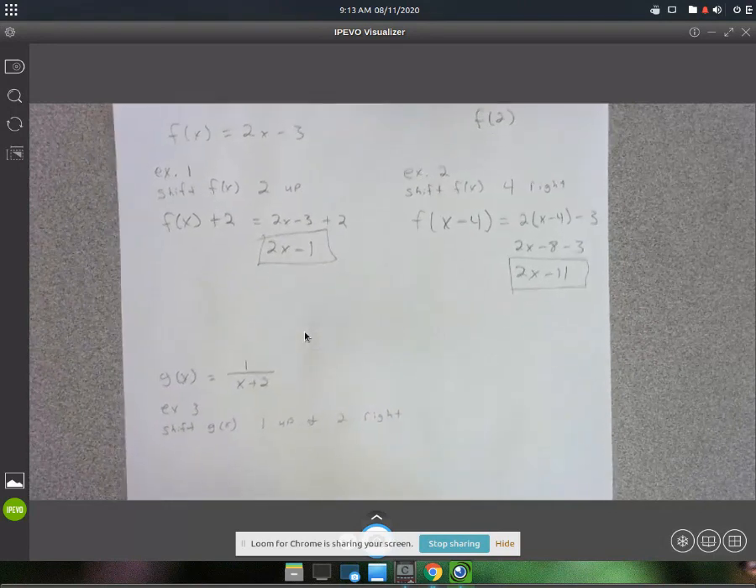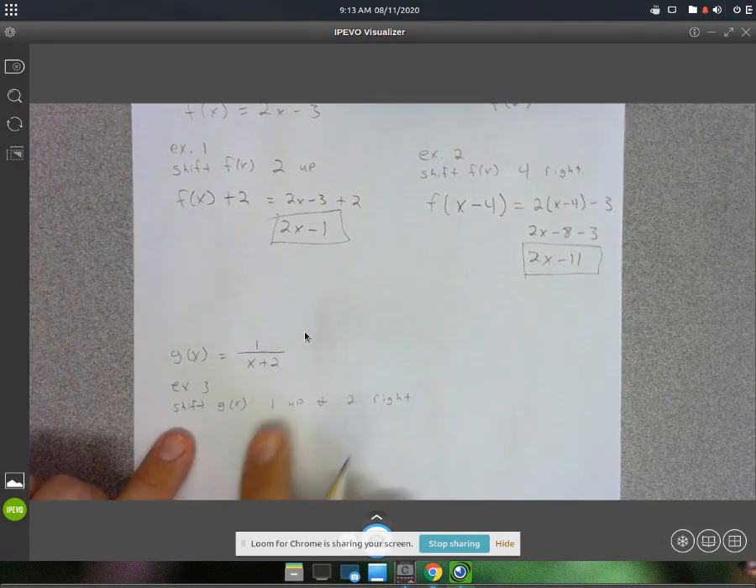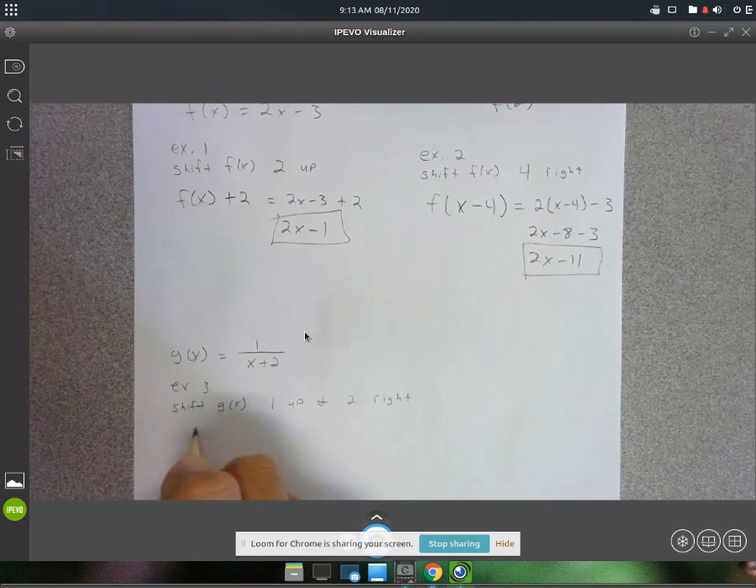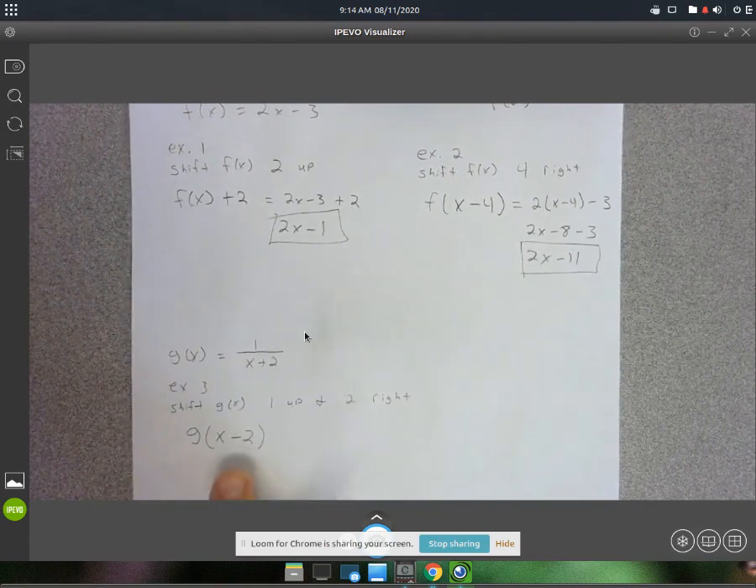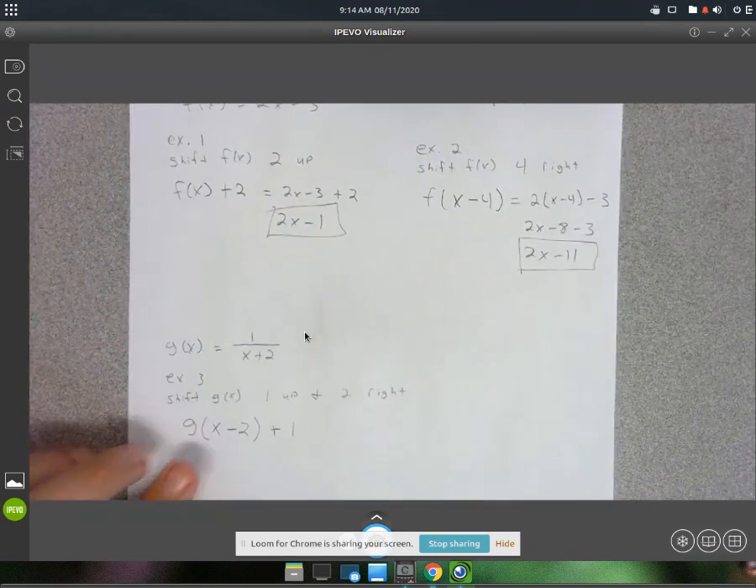Let's see here. Last one. We've got g of x is equal to this thing, and we're going to move it 1 unit up and 2 units to the right. All right, so 1 unit up. Actually, we got to do the 2 to the right first. So 2 to the right is going to be x minus 2. That'll move it 2 units to the right. And 1 unit up has got to be on the outside, so it'll be a plus 1.